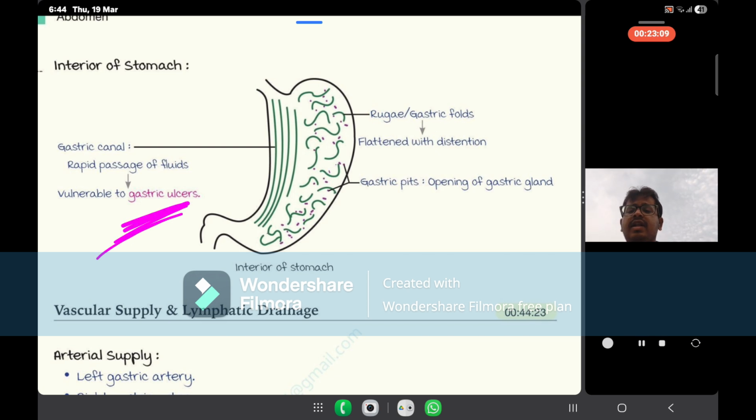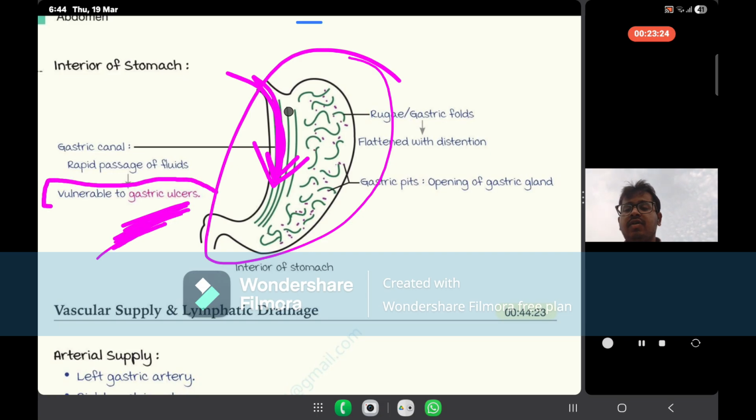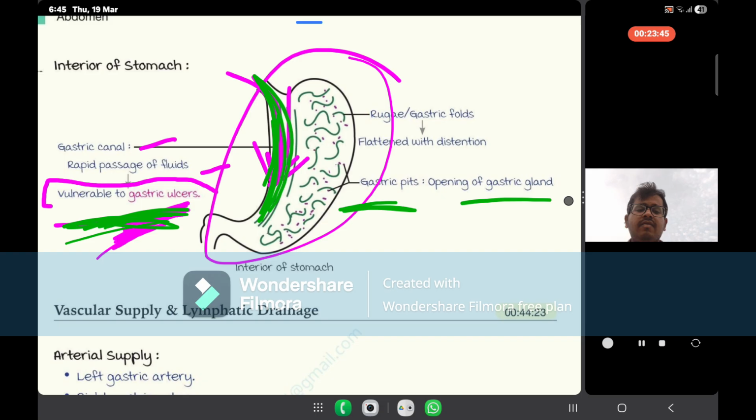Another very important clinical thing: when we drink something, the fluid passes through the whole stomach, and the main thing we must understand is that there is a part of the stomach that is more vulnerable. This is the front part, the lesser side, with rapid passage of fluid. It is more vulnerable to gastric ulcer. And we have already seen the gastric pit, opening of gastric gland.